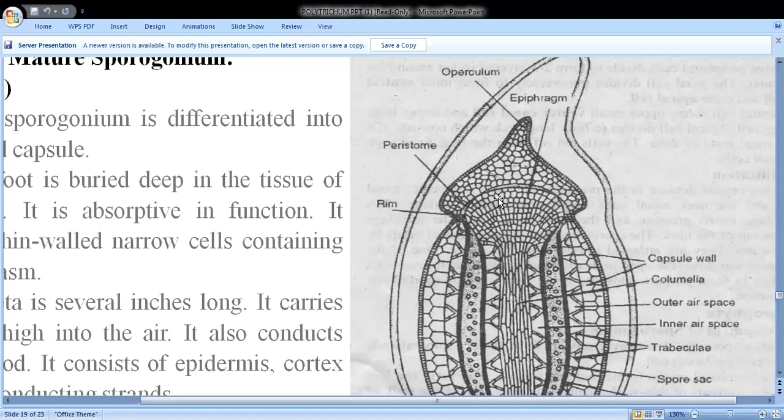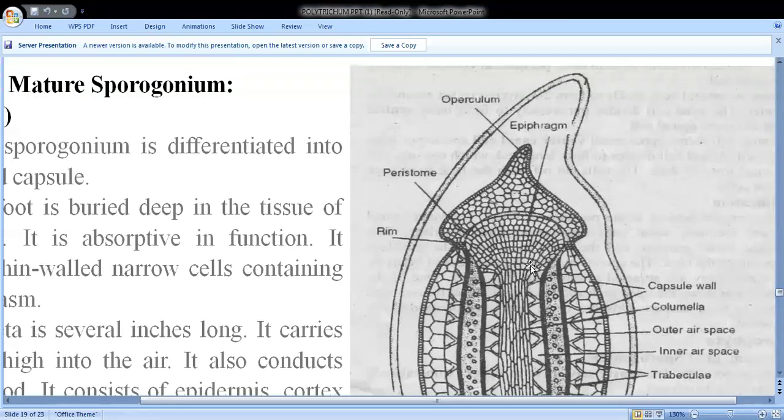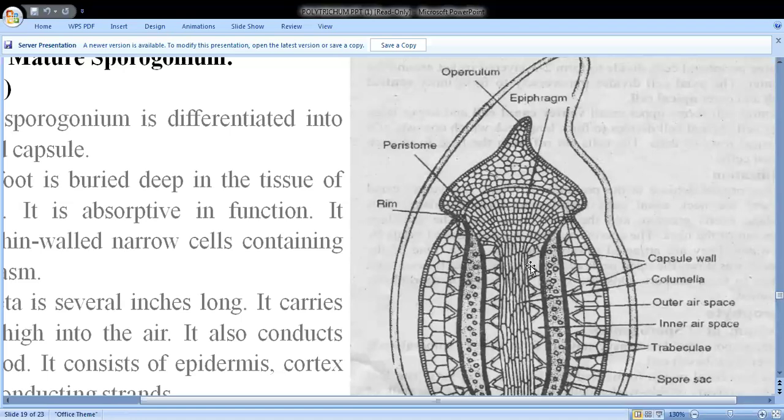Unlike Funaria, the peristomial teeth of Polytrichum are not hygroscopic and do not show hygroscopic movement. That is the peristomial teeth. Okay, they do not show the hygroscopic movement. Because of that, they are not hygroscopic in nature. So that's why they do not show hygroscopic movement. That is the peristomial teeth in the operculum. To the epiphragm, these triangle shaped peristomial teeth are arranged.